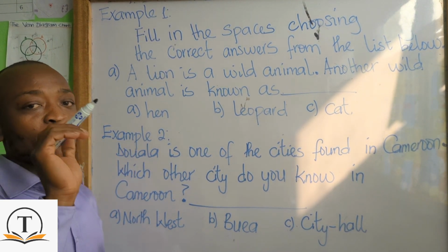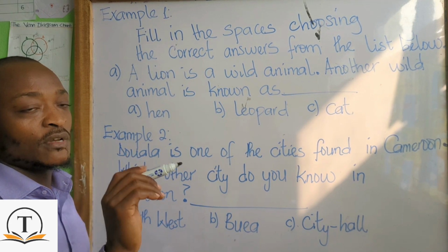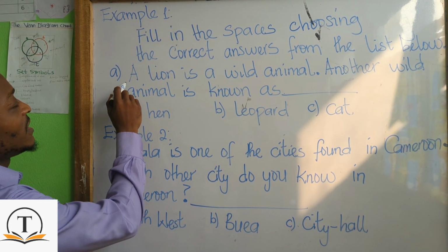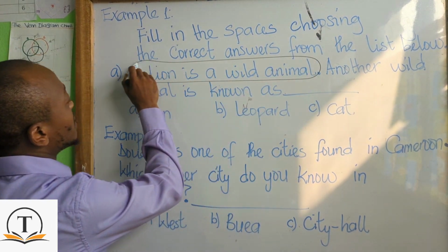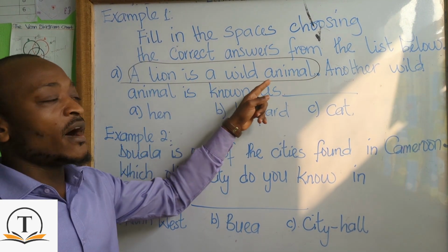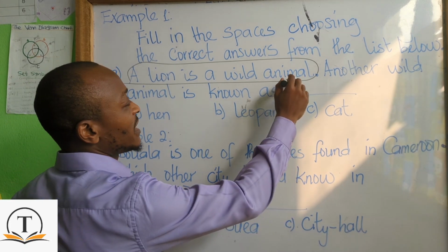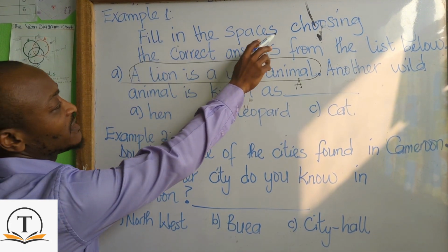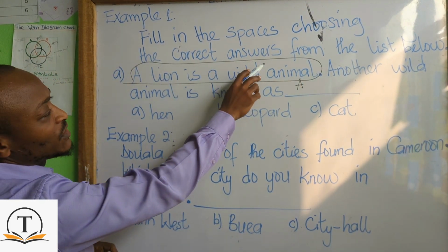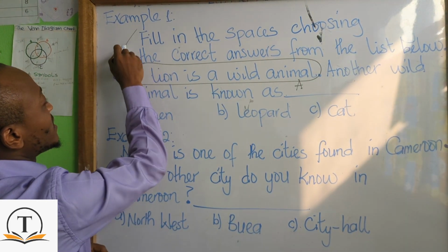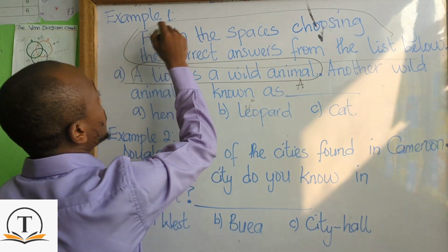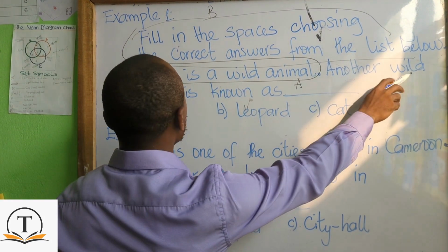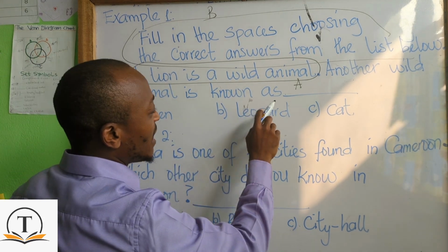Okay, I'm going to circle with my black pen. I start with the first one, stimulus. Remember, I can start from anywhere. Here, a lion is a wild animal. I call this A. Here, fill in the spaces, choosing the correct answers from the list below. I circle this and I call it B. And the last one, another wild animal is known as.